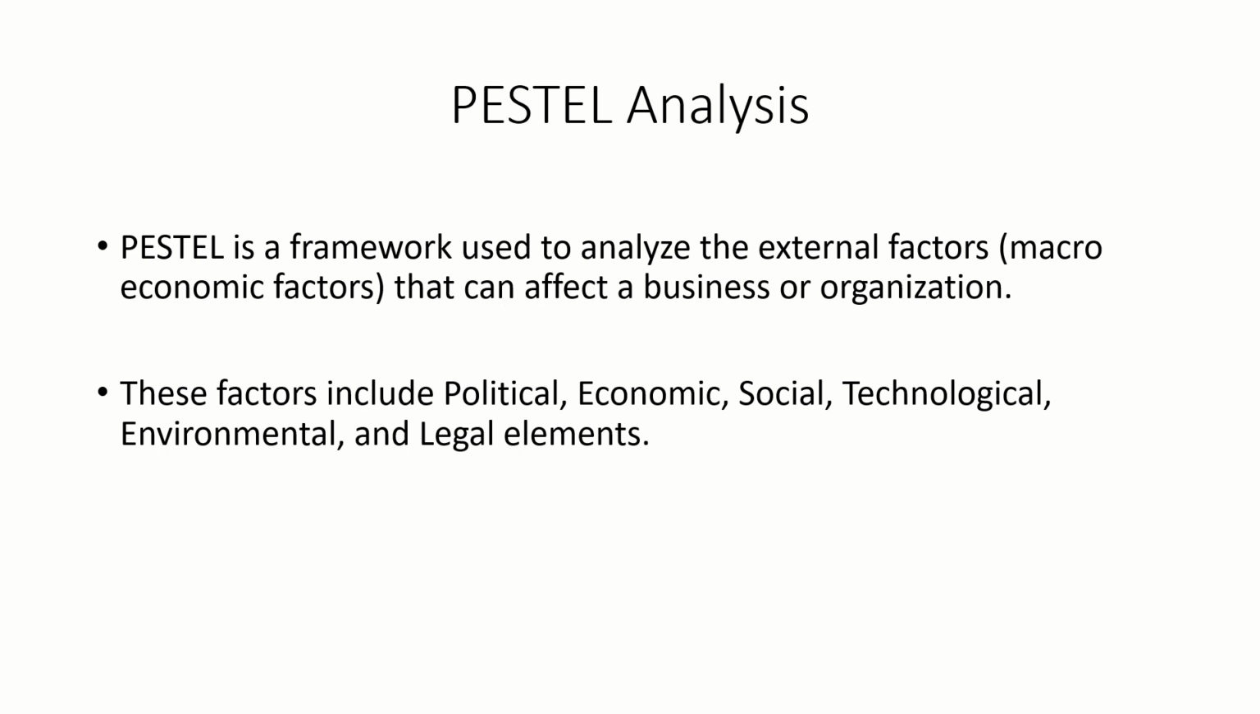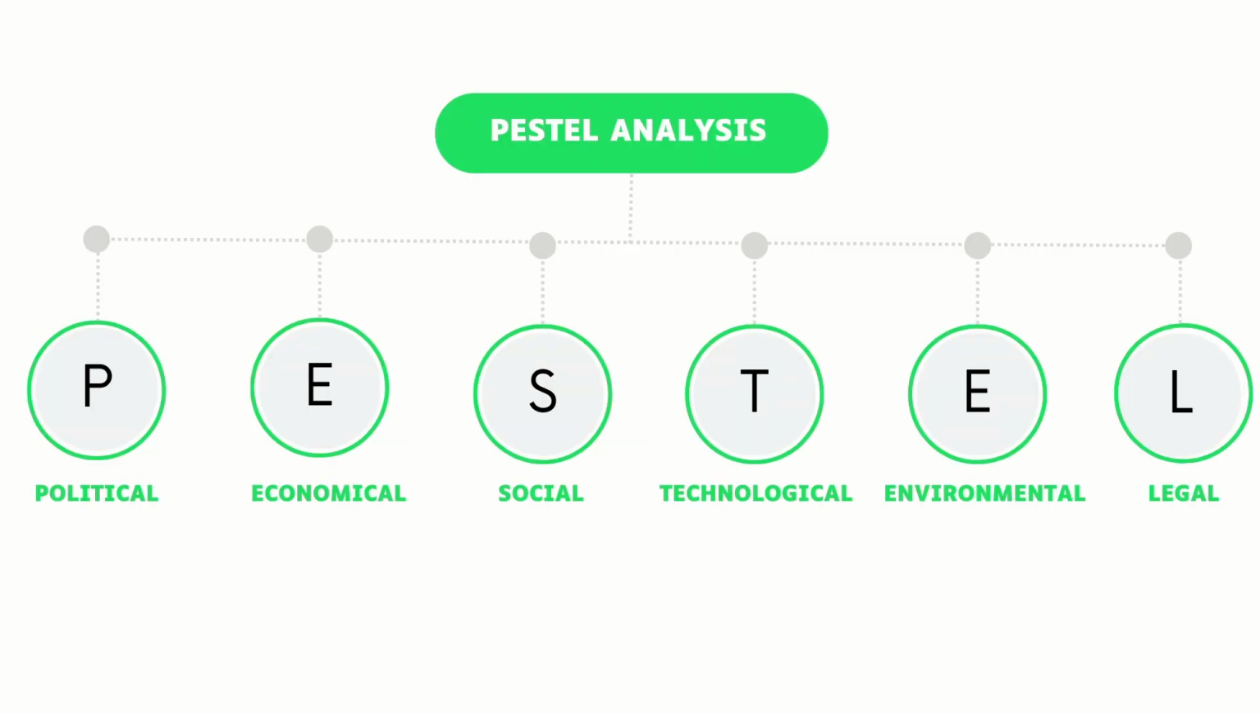Basically, the PESTEL analysis is one of the most popular methods when it comes to analyzing the macroeconomic factors. Here is the PESTEL analysis. All the letters in the word PESTEL represent macroeconomic factors. P for political, E for economical, S for social, T for technological, E for environmental, L for legal. You might notice that there are two E's, for economical and environmental.